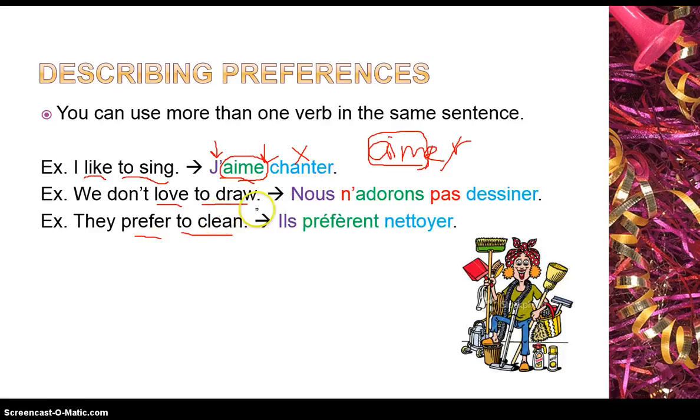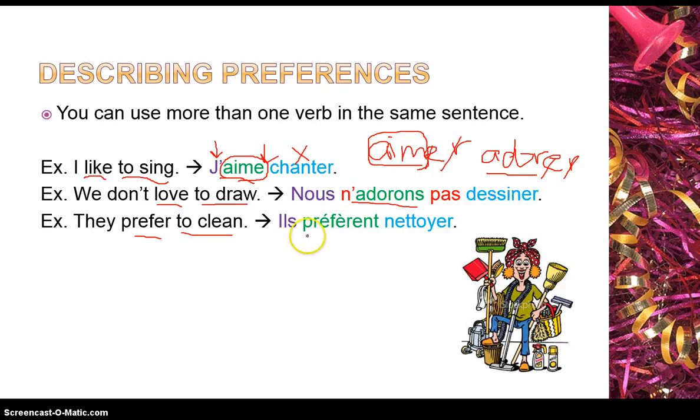Okay? We don't love to draw. Nous n'adorons pas dessiner. We sandwich the don't part around the love. Okay? Our verb was adorer. We dropped our ER, added ONS to our stem. Don't do anything to dessiner.